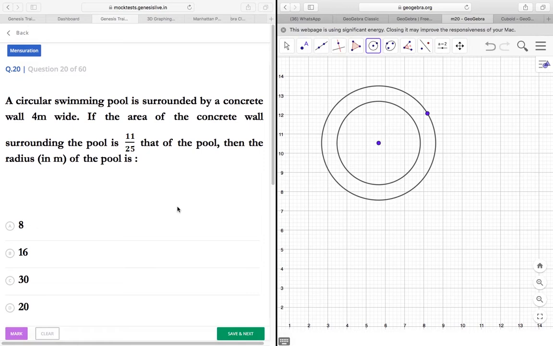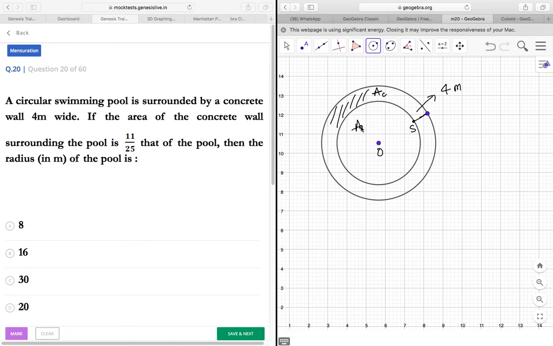Alright, next one. A circular swimming pool is surrounded by a concrete wall 4 meters wide. This is the swimming pool and it is surrounded by this concrete wall. So this will be 4 meters. Let's say the area of the concrete wall, I will call that A1, or simply AC, the area of the concrete wall, fine.